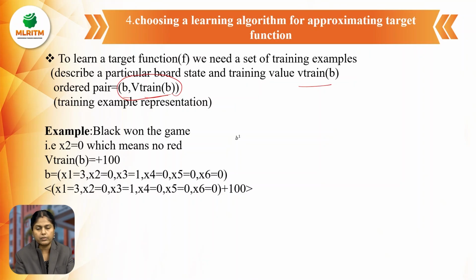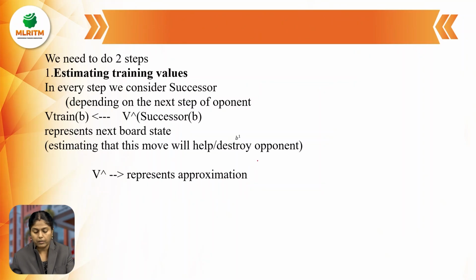The next one is an example. In this example, black has won the game, that is x2 is equal to 0, which means no red pieces. V of b is equal to plus 100. Here we are using this representation: x1 is equal to 3, x2 is equal to 0, x3 is 1, x4 is 0, x5 is 0, x6 is 0. This is the representation that we use for the training example.